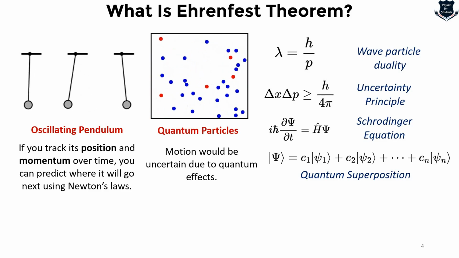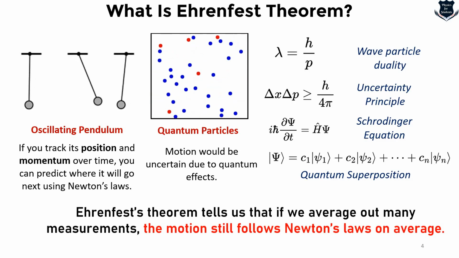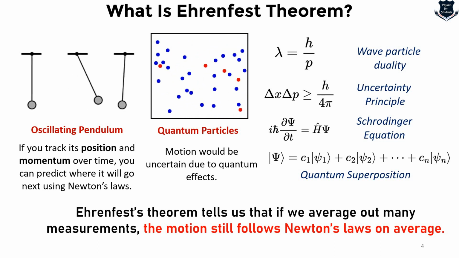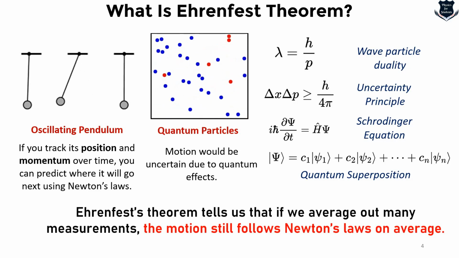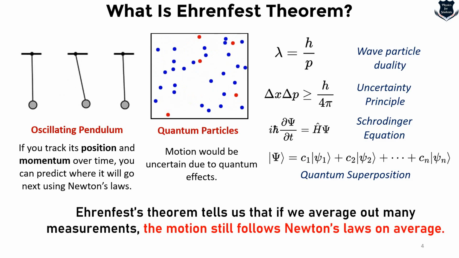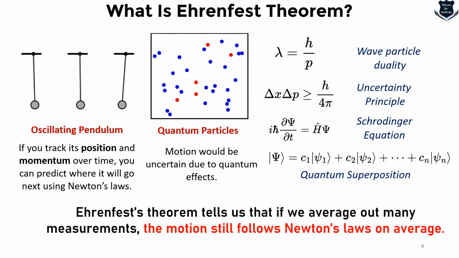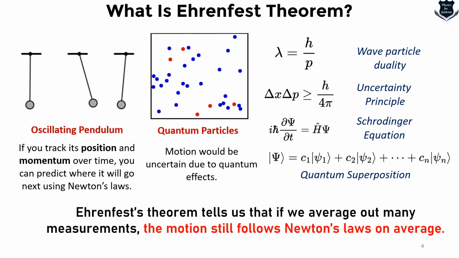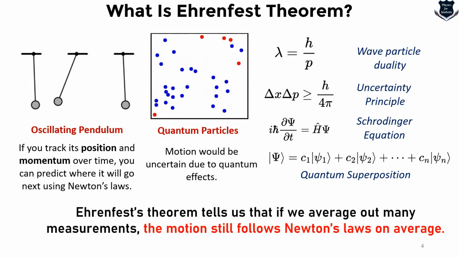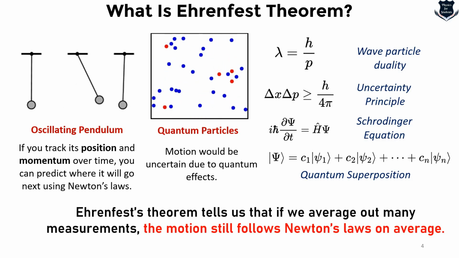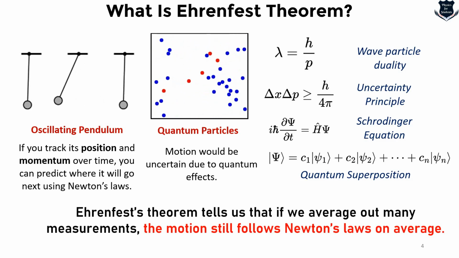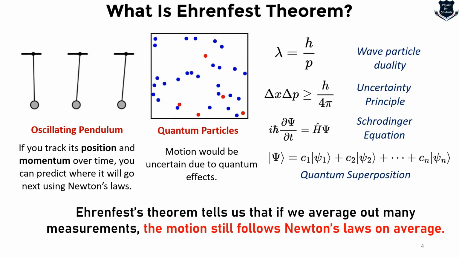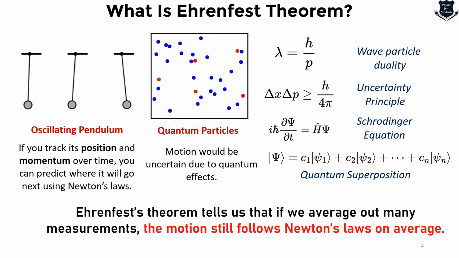Now, all these quantum effects taken together, what the Ehrenfest theorem says is this. It tells us that if we average out many measurements, the motion still follows Newton's law on average. Now, this is again a rough notion: what do we mean by averaging out many measurements? We will come to that part later. But what we see from here is that the oscillating pendulum, when converted into a tiny quantum particle, considering quantum effects like wave-particle duality, uncertainty, the Schrödinger equation, and quantum superposition, the Ehrenfest theorem tells us that if we average out all those measurements, the motion still follows Newton's law on average. So this is an intuitive understanding of what is called the Ehrenfest theorem.